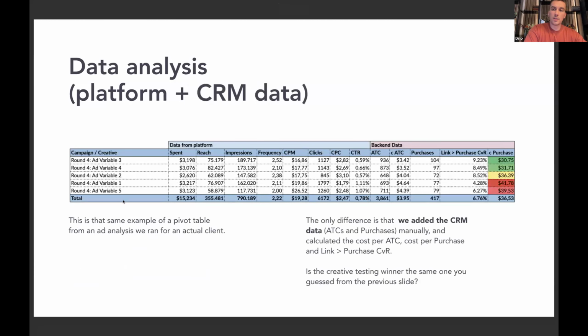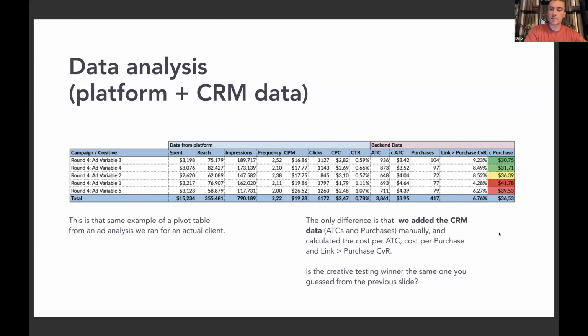This is what data looks like once we manually add the backend data into the same pivot table in Excel sheets, whatever you use. We manually add the number of add to carts and purchases, use a formula to divide spend and add to carts to get the costs, same for purchases, and then use the conversion rate formula to figure out what's the link to purchase conversion rate.